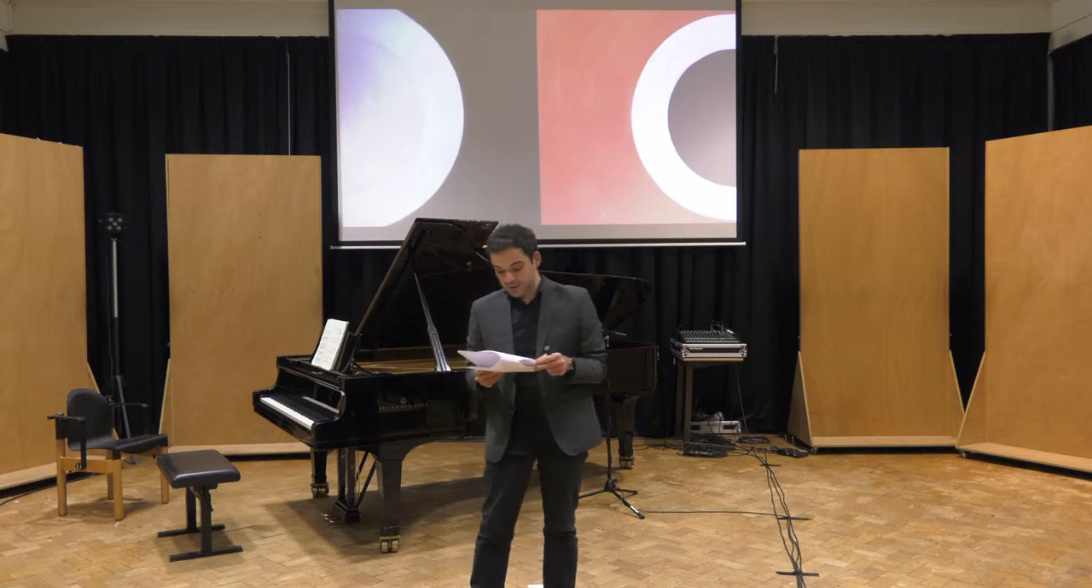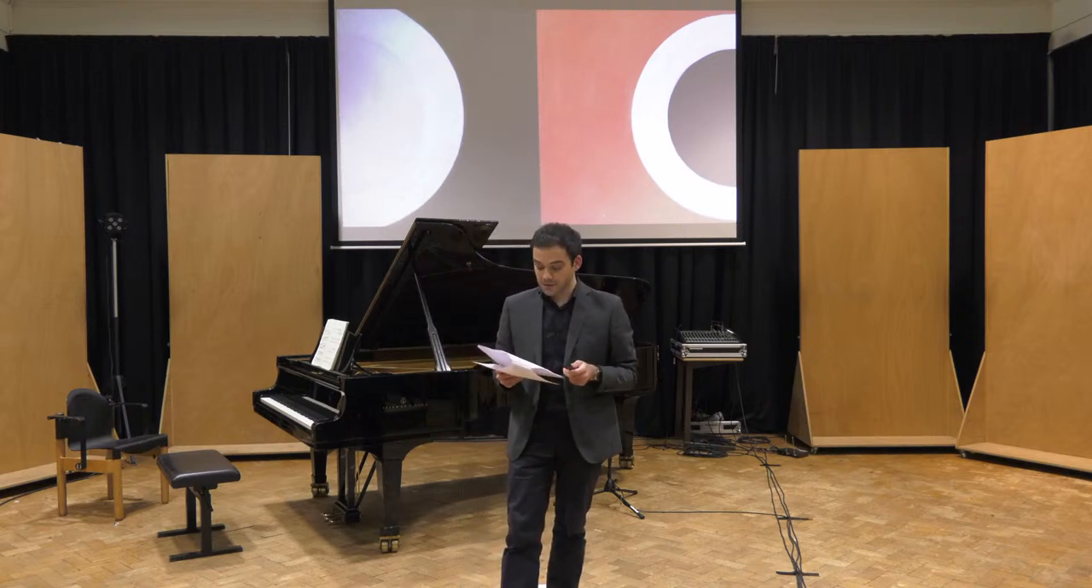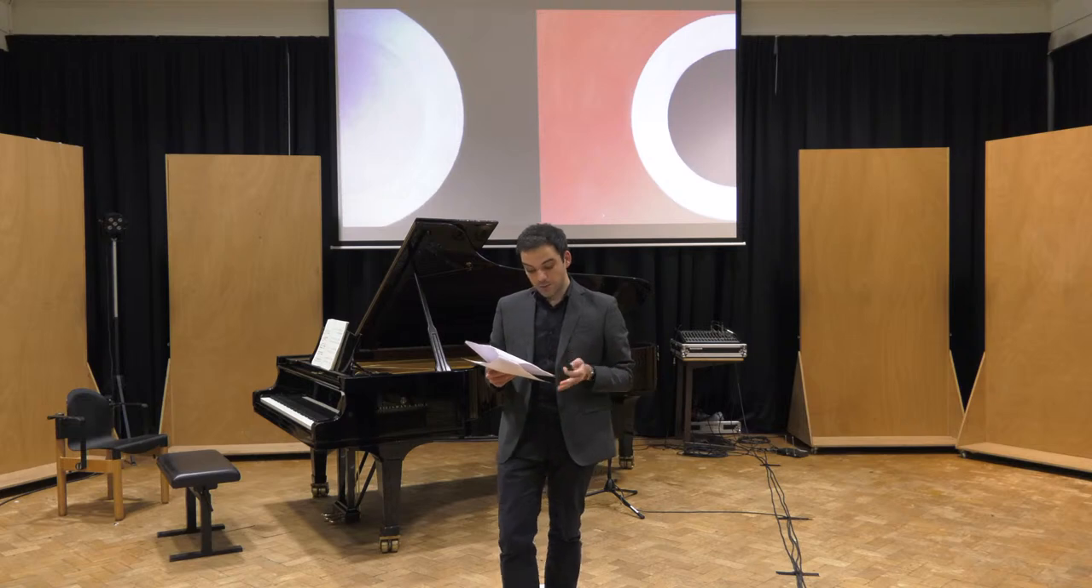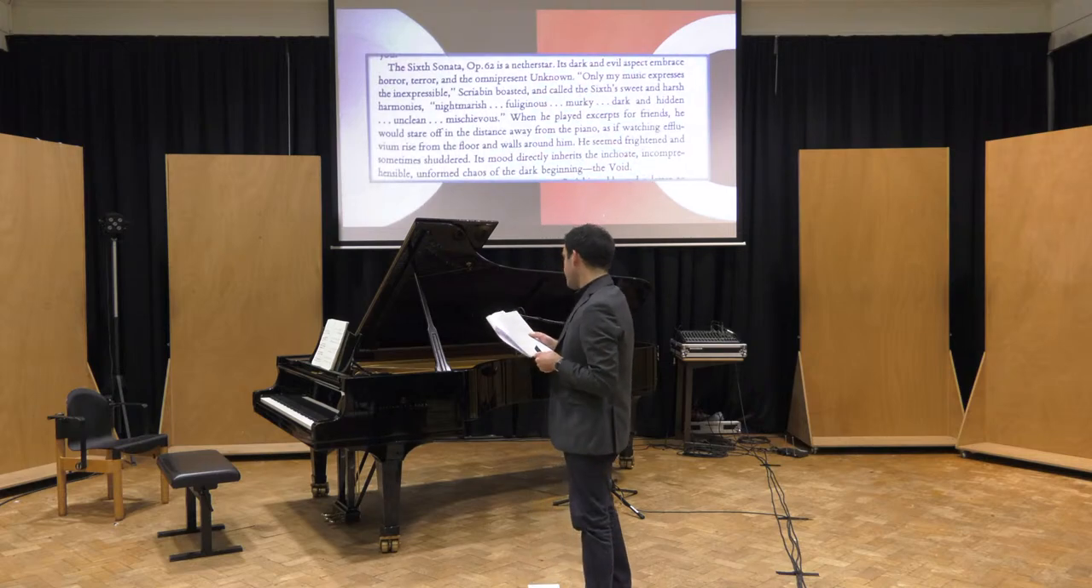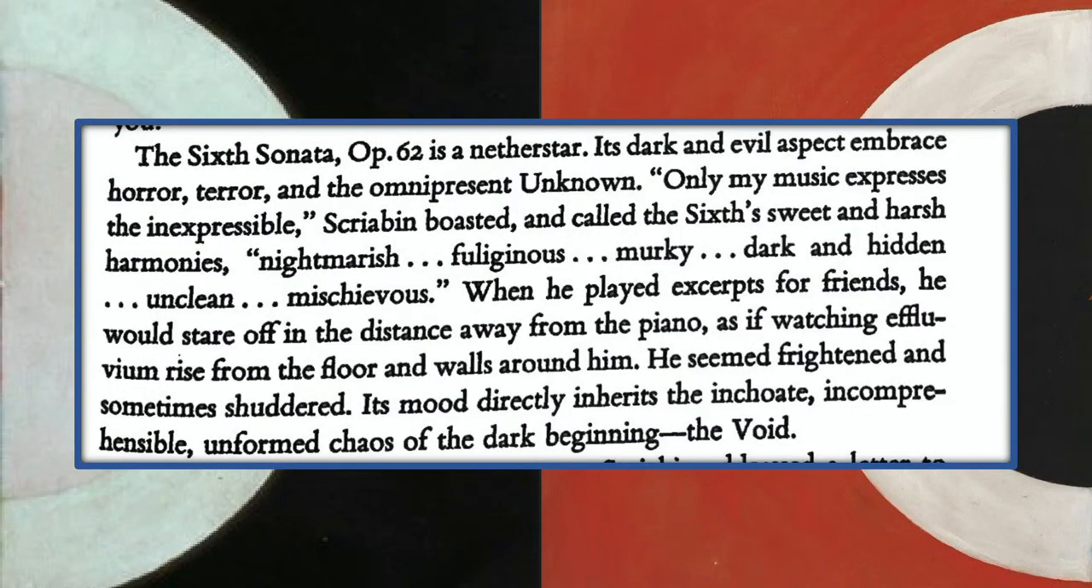The piano sonata number 6 is a prime example of this ever-searching attitude. The somber, dark, and unholy atmosphere of this piece is vividly illustrated in Fabian Bauer's biography of Scriabin. The Sixth Sonata, Opus 62, is a nether star. Its dark and evil aspects embrace horror, terror, and the omnipresent unknown. Only my music expresses the inexpressible, Scriabin boasted, and called the sixth sweet and harsh harmonies nightmarish, fuliginous, murky, dark and hidden, unclean, mischievous.